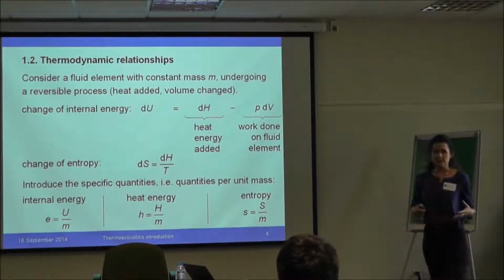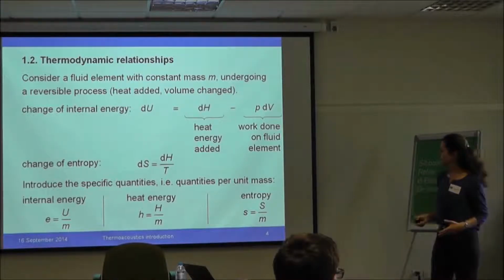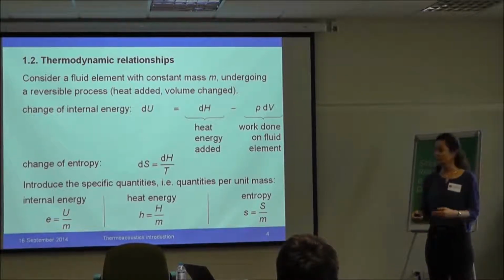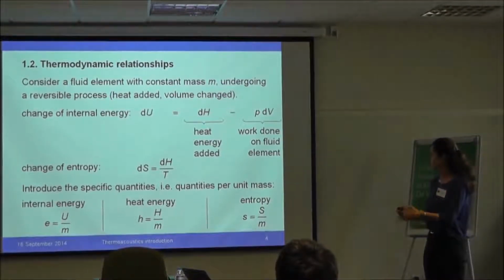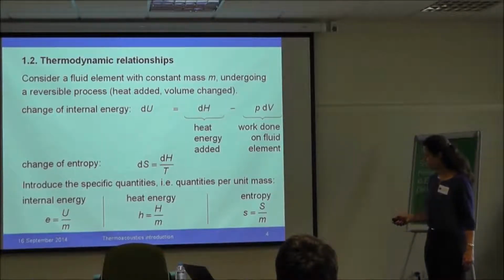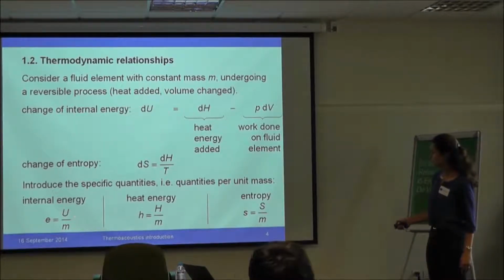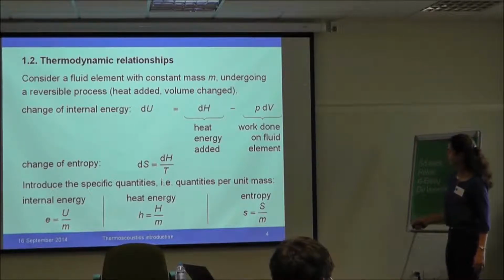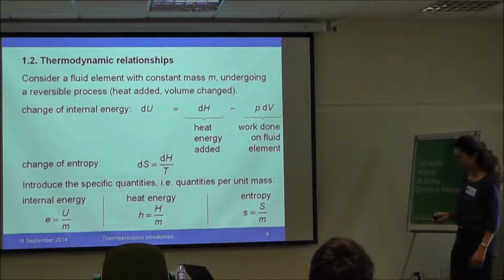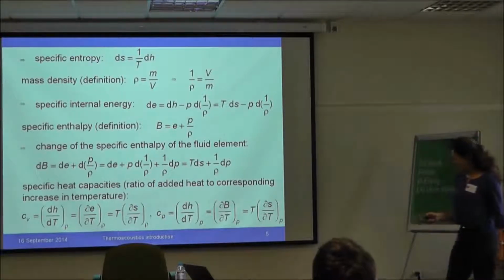So far I've used global quantities. It's often more convenient to use local or specific quantities. So that's energy per mass or heat or work per mass. So quantities per mass, or specific quantities. Like the internal energy U. The specific internal energy, little e, is U divided by the mass. The heat energy is little h, the specific heat energy divided by mass, and the same for the entropy.